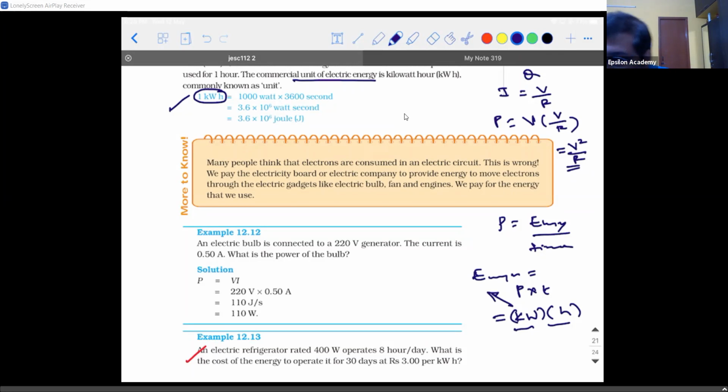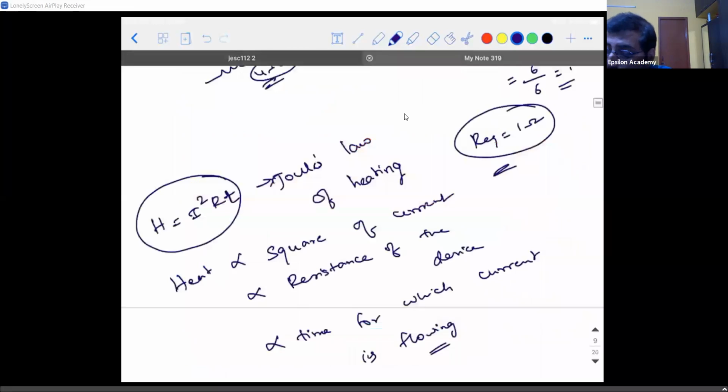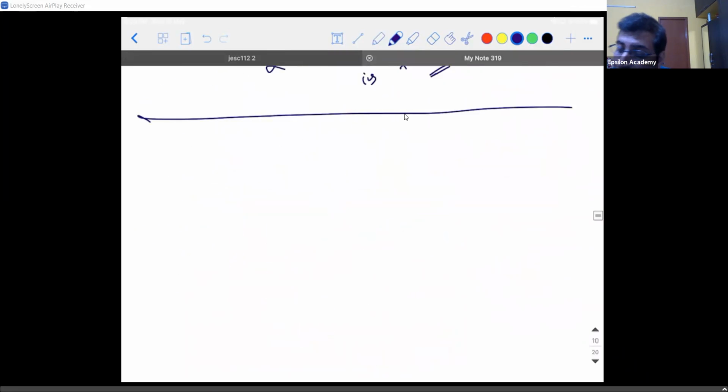Now comes an important question. There are certain conversions that you need to know, so please write it down. How are you going to write 1 kilowatt hour in terms of joule? What is joule, guys? Joule is nothing but Newton into seconds. So Newton second is what is called a joule.